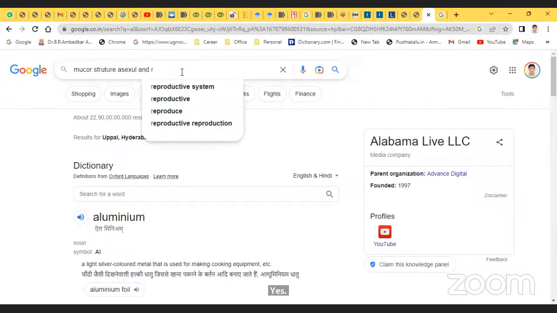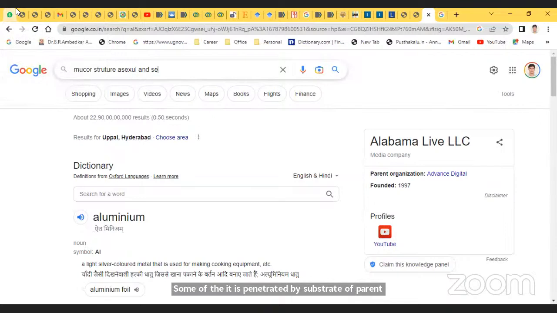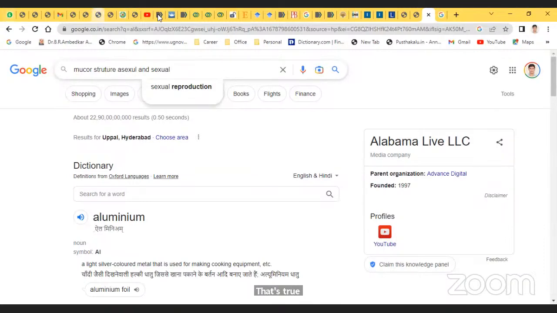It forms loosely puffy masses of cotton over the infected substratum. The hyphae are prostrate. Some of the hyphae penetrate the substratum. Penetrate means getting into, attached to another part.